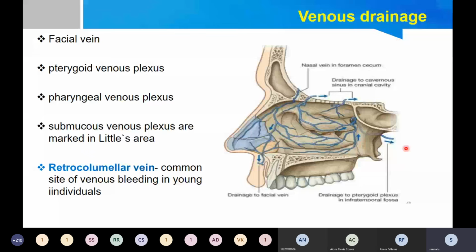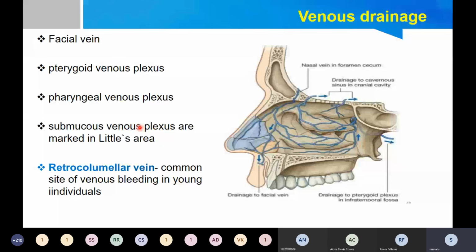Okay, pterygoid, pharyngeal and the facial vein. And the submucosal plexus will be more in the Little's area usually. This is the lateral wall I have taken. In the Little's area, the submucosal venous plexus will be more. That's why the Little's area is more prone to bleeding through the nose.